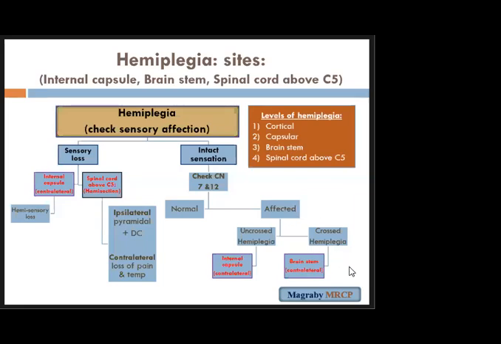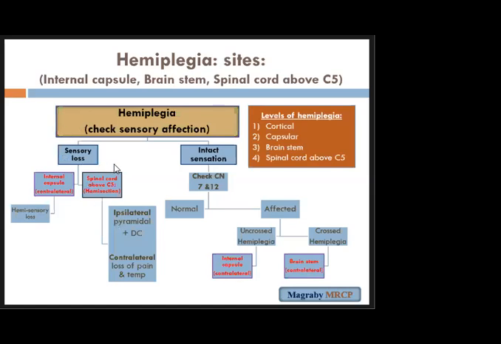I mean, there is upper motor neuron lesion in one side of the body, and there is cranial nerve affection on the opposite side of the body. This is called crossed hemiplegia. Or it may be affected in the same side of the body, so upper motor neuron lesion in one side of the body, plus cranial nerve affection in the same side of the body.